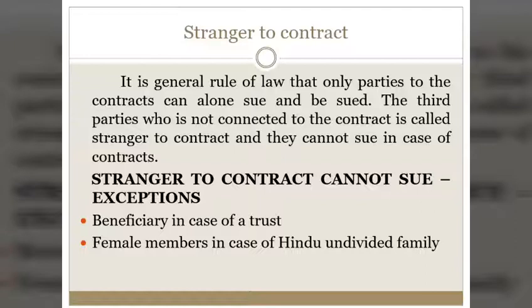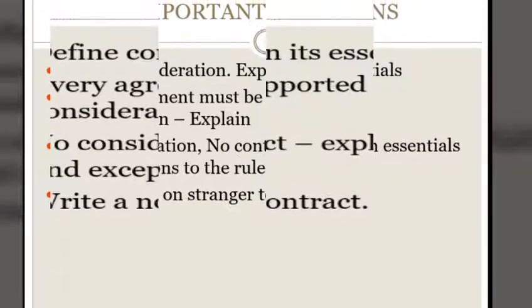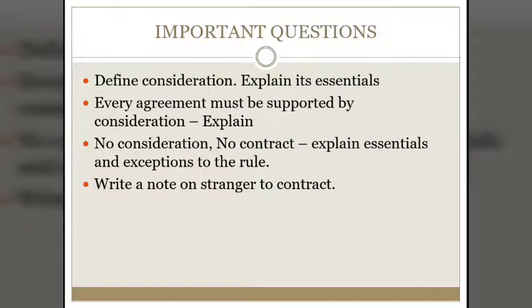This is regarding consideration. The important questions in this chapter are: define consideration, explain its essentials, no consideration no contract, explain the exceptions. Next one is stranger to contract can sue, explain. These are the important questions regarding this chapter.